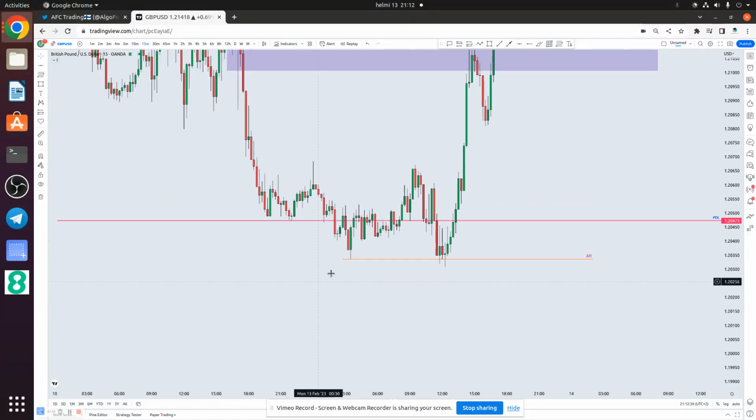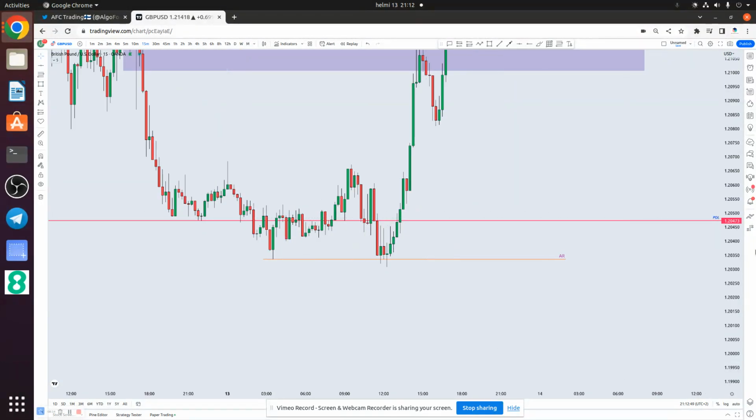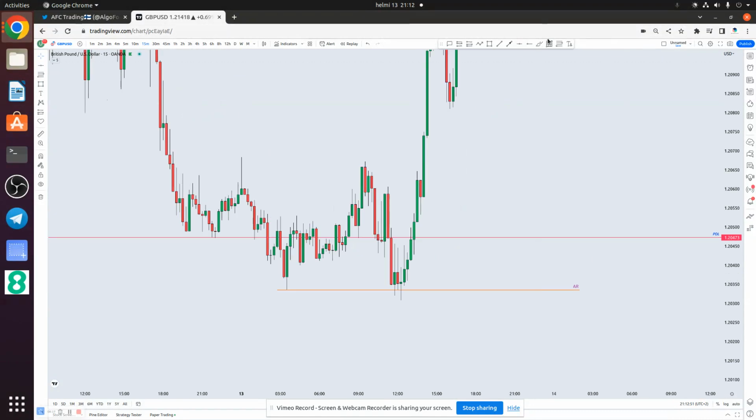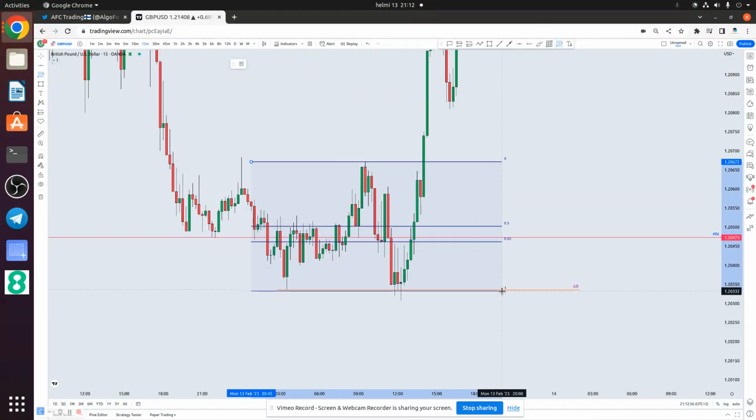Previous day's low, London opens, price goes up. We don't take out this high. You see, we don't take out the high. Actually, we make relatively equal highs. Price comes down here, all right, down here, and my entry was in here.